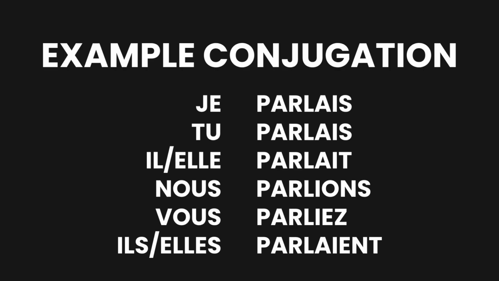Je parlais, tu parlais, il parlait, nous parlions, vous parliez, ils parlaient. Notice that many endings sound exactly the same when spoken. This is completely normal in French.